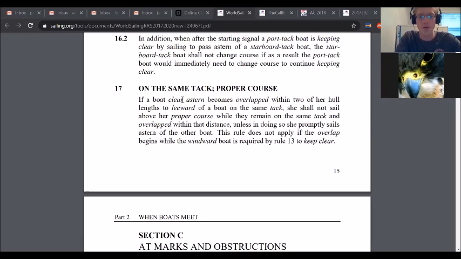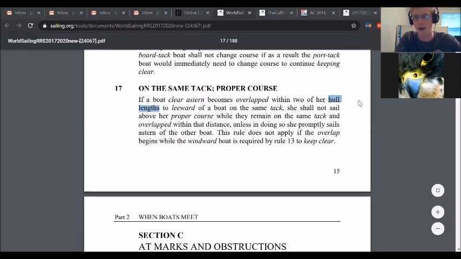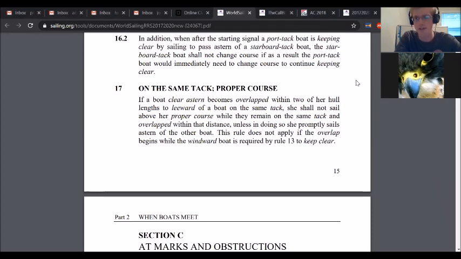So, if a boat clear astern becomes overlapped within two of her hull lengths. Hull lengths for us, we can just use the term boat lengths. They use hull to allow for if a boat happens to have a bowsprit or something, that doesn't count. So for us, we can think hull lengths, boat lengths, whichever is easier to picture when we're talking about FJs and 420s.